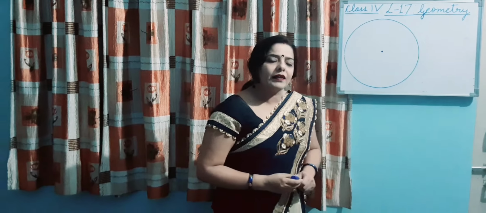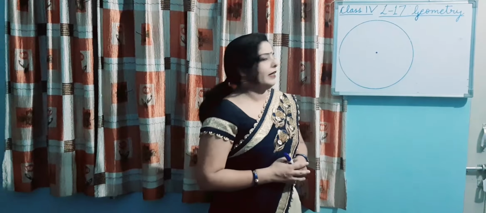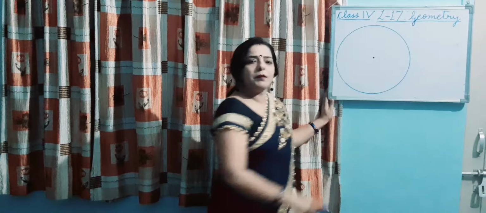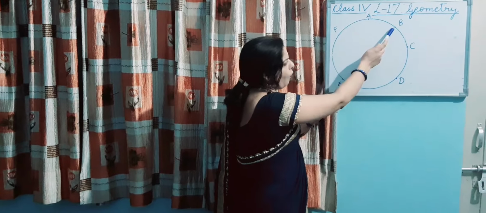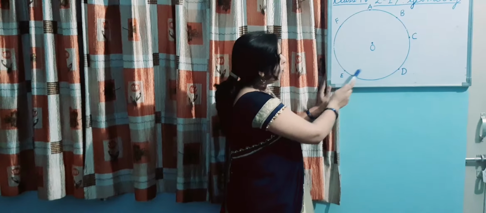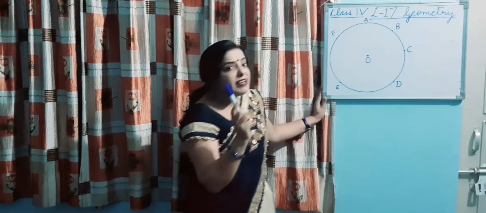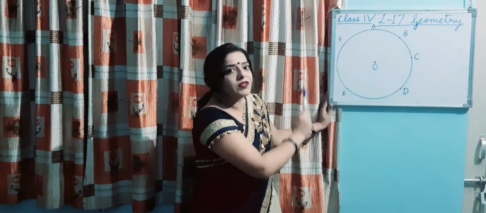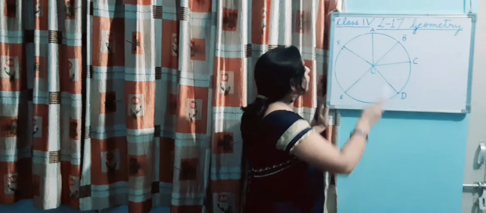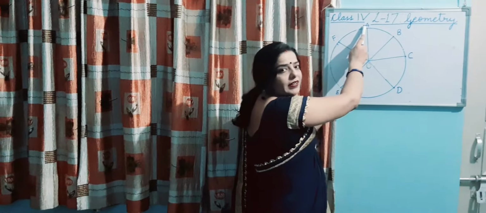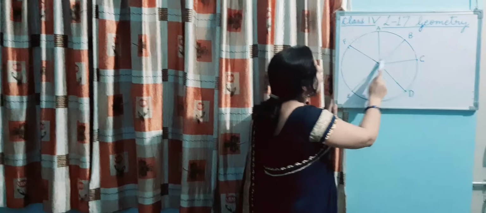Okay, now on circumference we can mark as many points as we want on it. Now this is the boundary of circle, we can mark points on it. Now you can see that I have marked few points on the circumference of circle, like point A, point B, point C, point D, point E, point F, and I have named fixed point, that is center of the circle, as O.